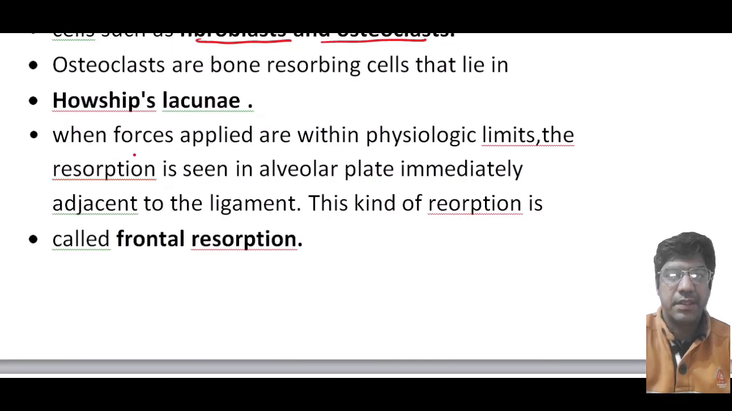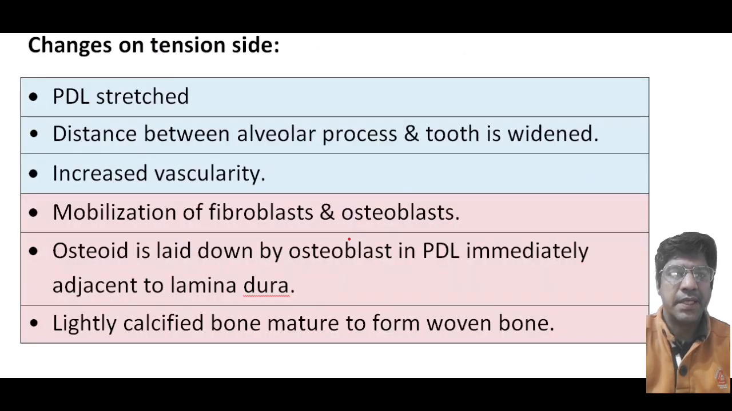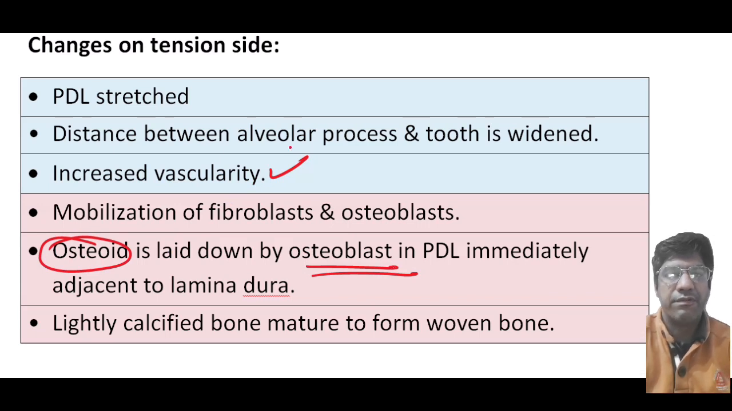So when the forces are within the physiological limit, the resorption is seen in the alveolar plate immediately adjacent to the ligament. This type of resorption is known as frontal resorption. What are the changes that you will see on the tension side? First of all, the periodontal ligament is stretched. There would be a widened distance between the tooth and the alveolar process. Similarly to the pressure side, there is an increase in the blood supply that leads to mobilization of fibroblasts and osteoblasts. Osteoblasts deposit osteoid, leading to formation of lightly calcified bone that matures into bundle bone adjacent to the lamina dura.